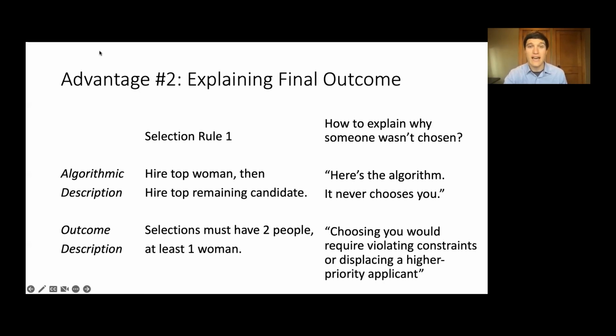And notice that that was not the case for the New York affordable housing example. We actually could have chosen person number 6 without violating constraints and without displacing anyone with higher priority. And so that right away tells you that they're not using an outcome-based selection rule.